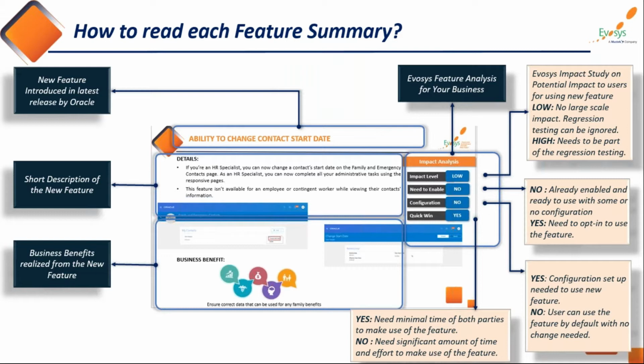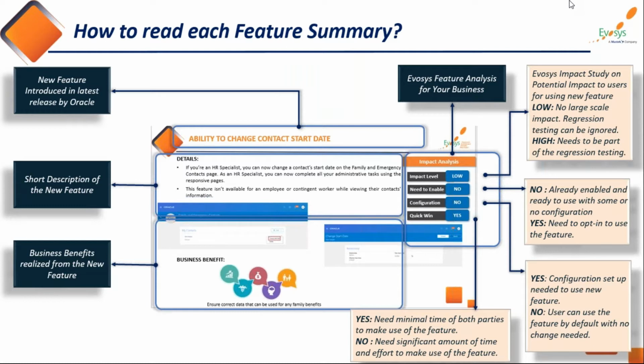So first of all, the impact level, whether it's low or high. If it's a low impact, that means that we believe that the new feature does not impact any of your existing setup or configuration, and therefore we don't feel that regression testing is needed for that particular feature. If it's high, then we would expect to include it in any regression testing that we would be doing for this update.